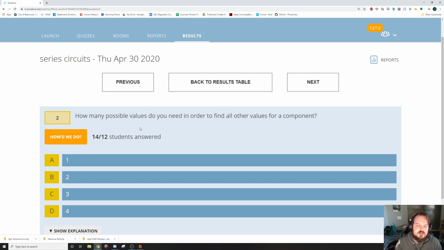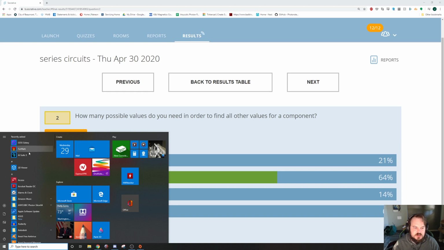How many possible values do you need in order to find all the other values? You only need 2 values. With all the formulas we have, you only need 2 values.